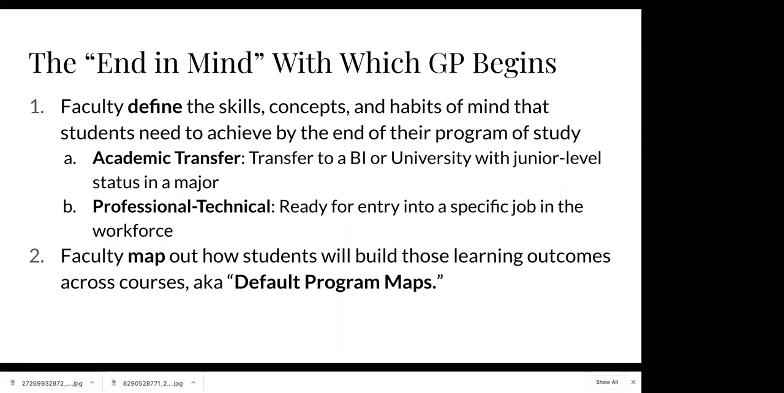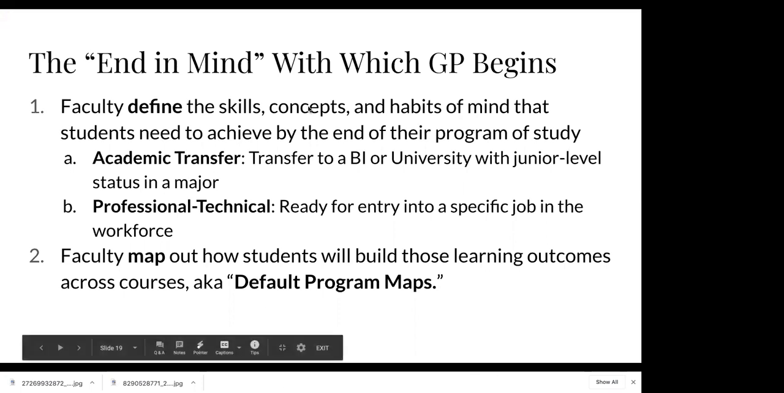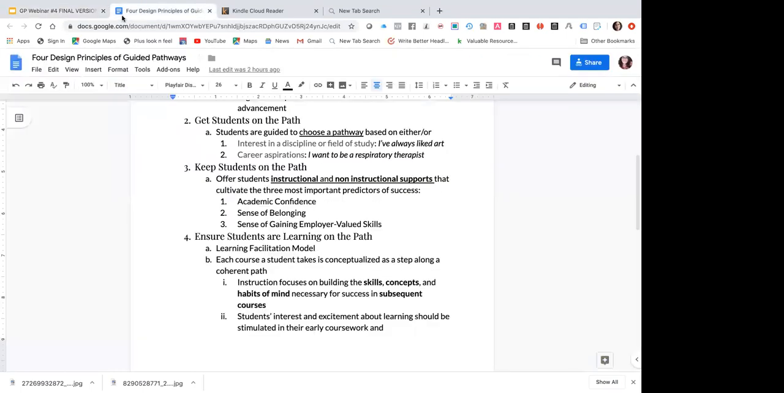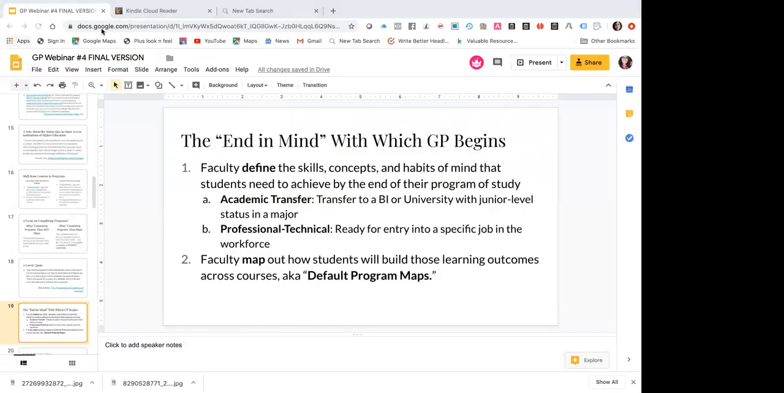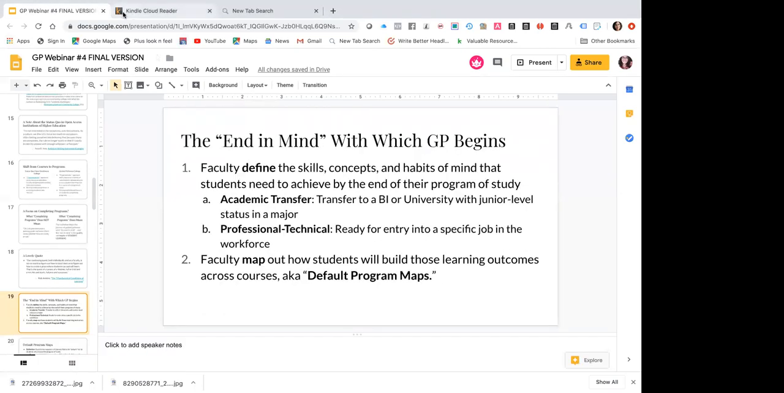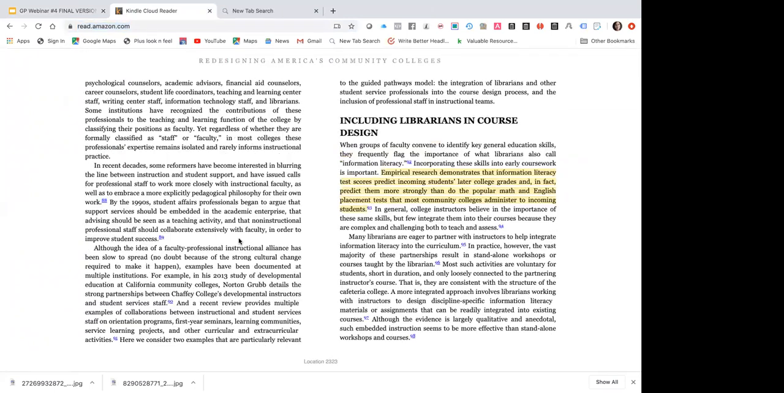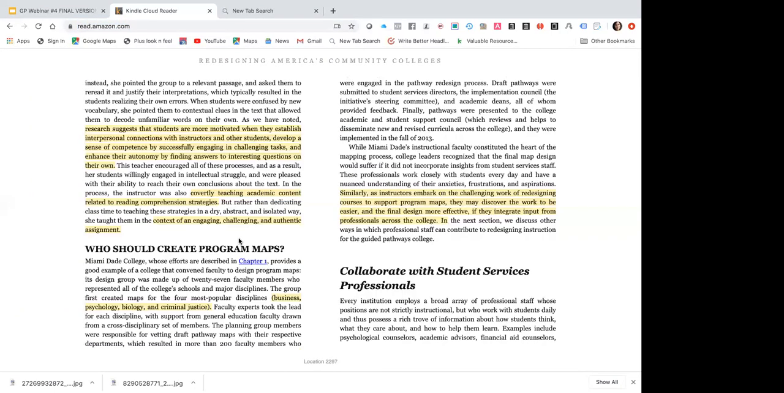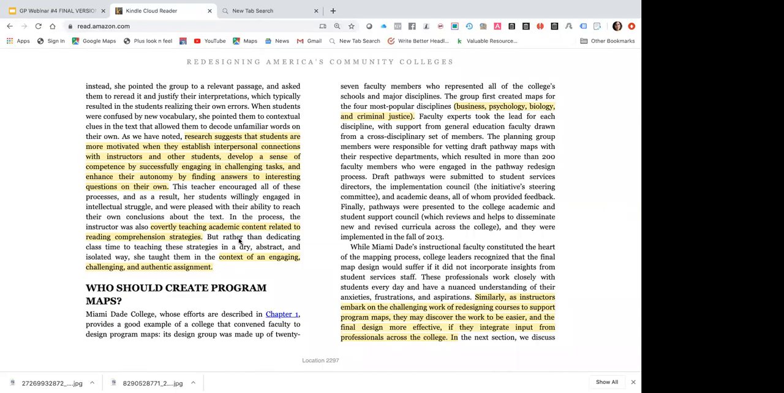And actually, let me just see what I can do here. I just want to show you something that I think will be useful. This hanging down thing makes it difficult for me to do what I want to do, but I think I've got it. So just really quickly, can you see my screen, that is the book Redesigning America's Community Colleges? Yep, we've got it, Jen, thanks.